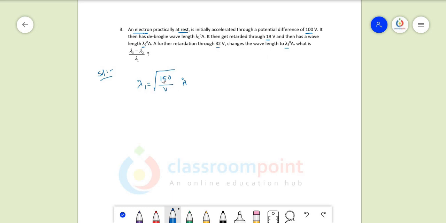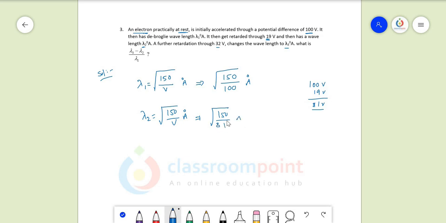So, initial lambda 1 value is root 150 by V angstroms. Let us substitute this voltage value, that is 100. So, it becomes now root 150 by 100 angstrom. Don't try to solve it here. Automatically, they get cancelled later. Now, lambda 2 value is obtained only after there is a decrease of 19 volts from the initial value. Initial value is 100 volts. From that, 19 volts have been reduced. So, it becomes now 81 volts. So, lambda 2 equals the square root of 150 by V angstroms. Now, it is equal to root 150 by 81 angstroms.